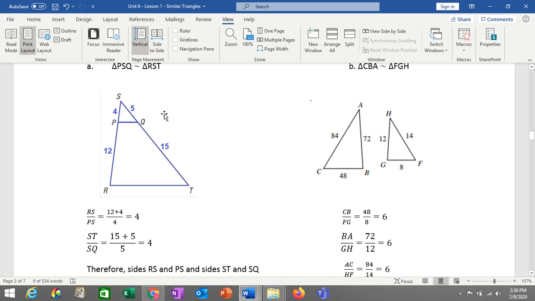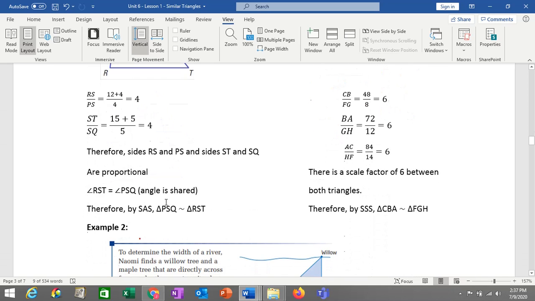I want to see if I get the same proportion on the other side. So the small side here is 5. The larger side is 15 plus 5. So I have 15 plus 5, which is 20, divided by 5. And it turns out, yep, that also gives you 4. So these sides of the small triangle and the large triangle are proportional. They go up by the same factor, and the angle is shared. So by SAS, we can conclude that these two triangles are similar.